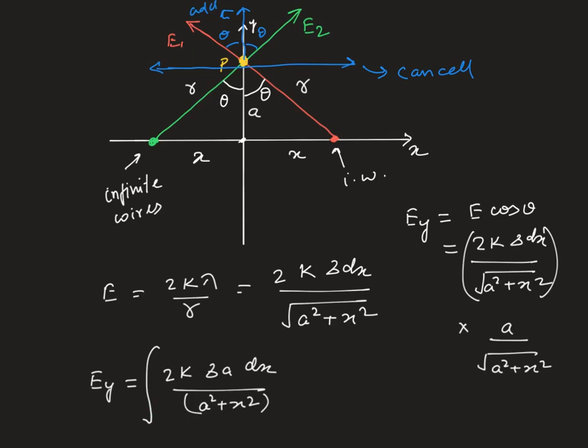And why am I not doing that? Because I am going to integrate it fully, from minus infinity to plus infinity. In that process, the entire thing will be considered, including this green charge and the red charge. So we don't need to multiply it with 2; we simply take one component along the y-axis and integrate it, because on integration from minus infinity to plus infinity all the charges will be considered.